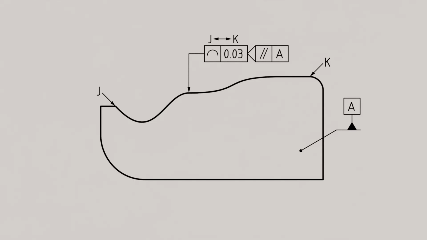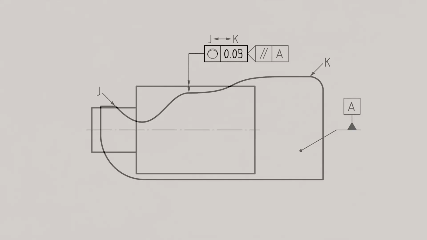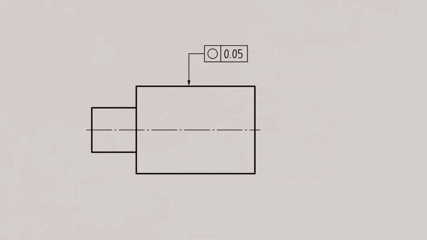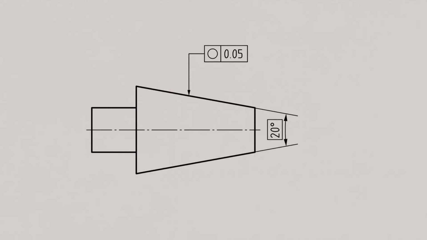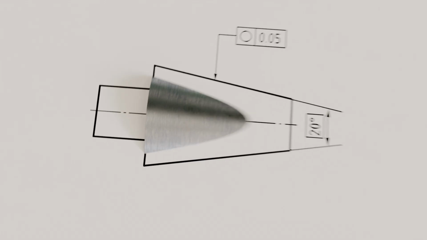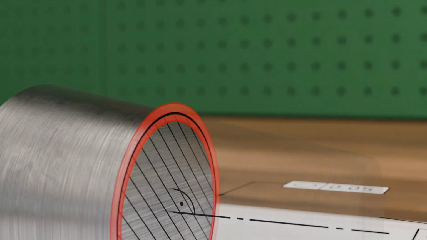This indicator is used whenever it is not clear whether the tolerance zone is perpendicular to the tolerated surface. While in the case of roundness tolerancing on cylindrical surfaces the tolerance zone is, by default, always oriented perpendicular to the surface, this is not necessarily true for conical surfaces. Let's consider the example of the conical surface shown, which is specified with a roundness tolerance of 0.05 mm. We will examine this part in section view.